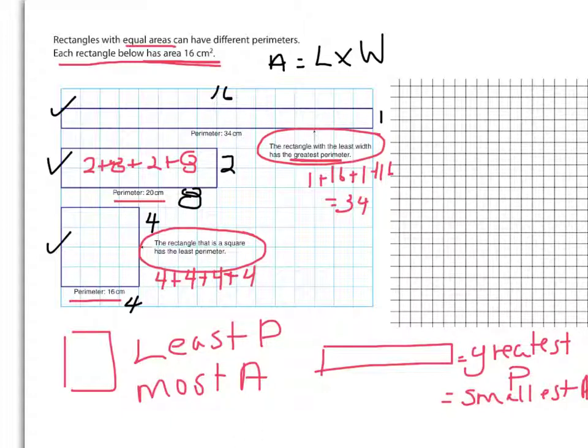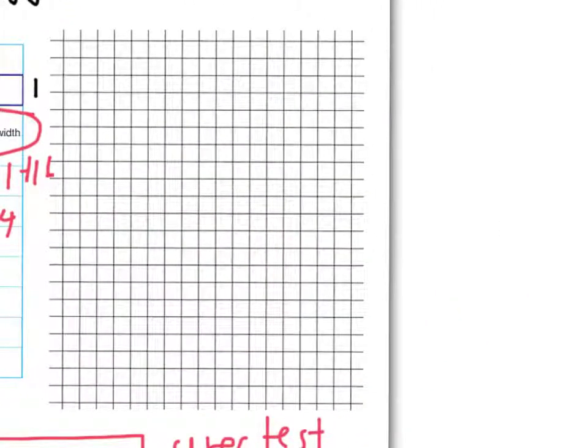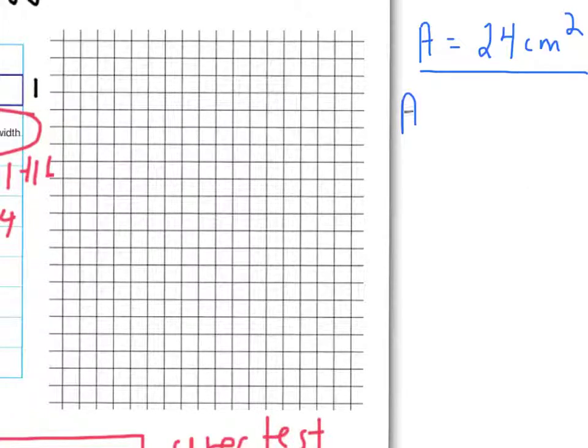All right, we're going to do some practice now. Over here, we're going to find some rectangles. We're going to find rectangles that have an area of 24 centimeters squared. Remember, our formula for area equals length times width. So we need to figure out what times what is 24. Go ahead and press pause and try that now.